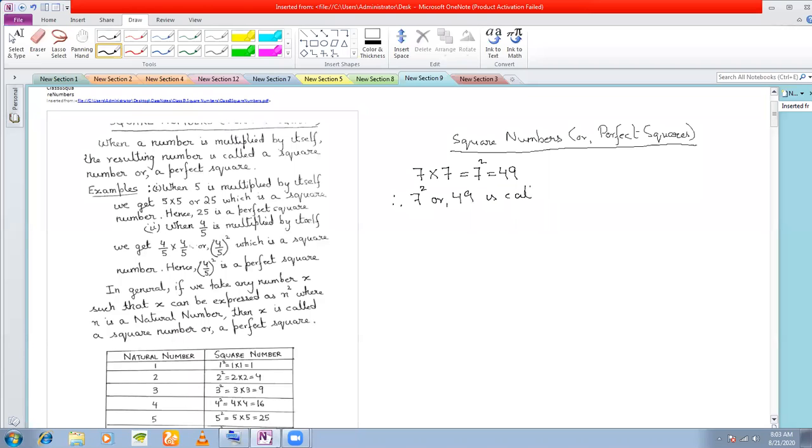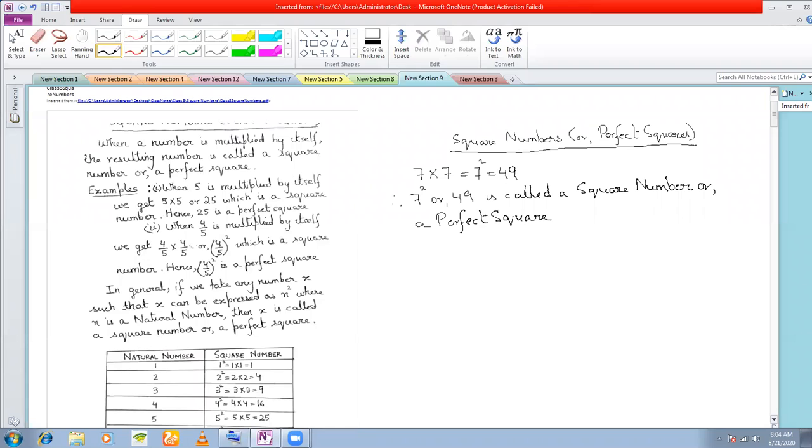is called a square number, or a perfect square. Okay, 7 square is called a square number or a perfect square. That is, 49 is called a square number or a perfect square.